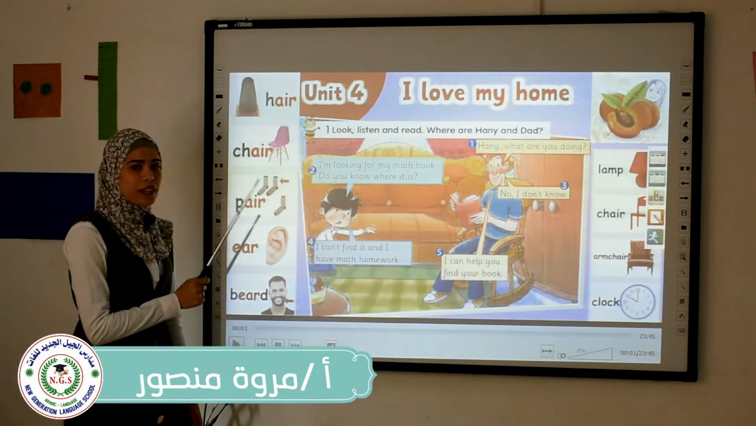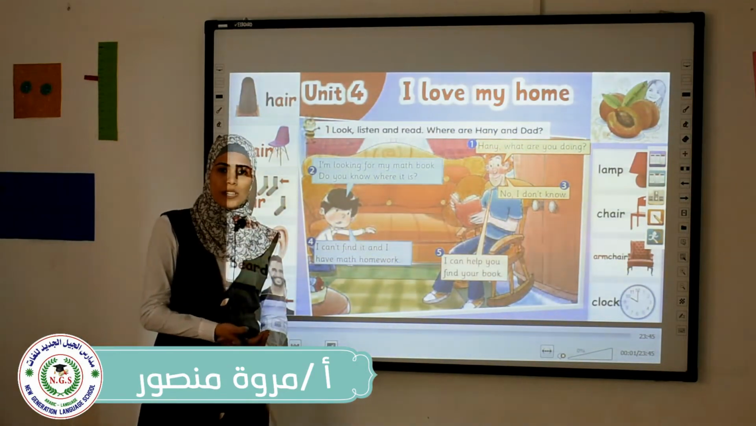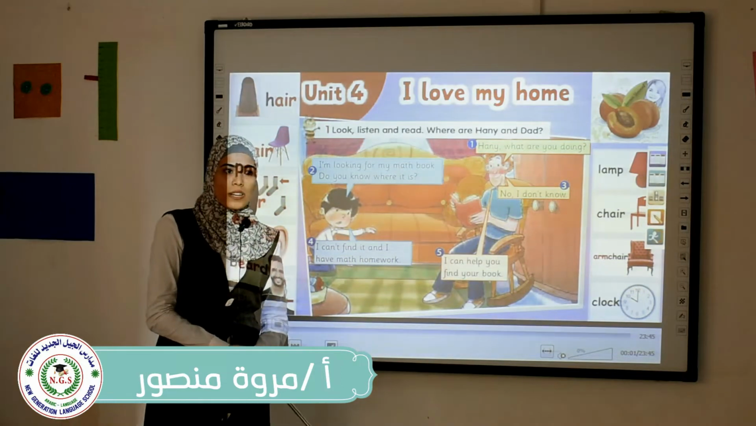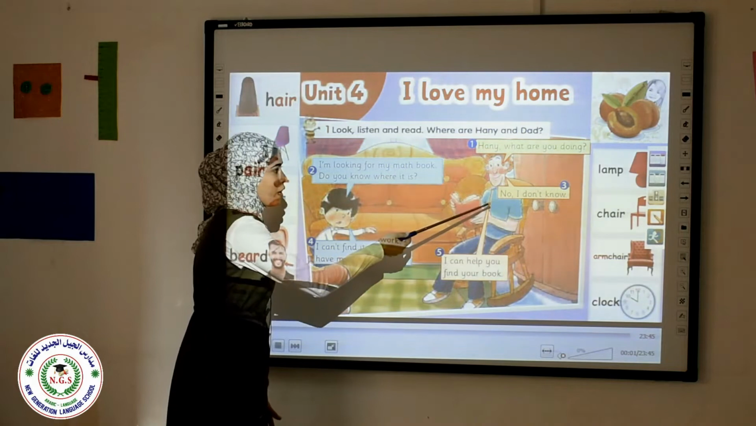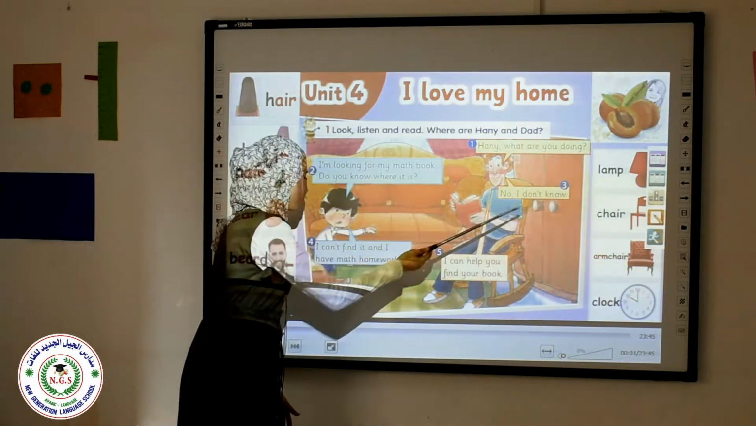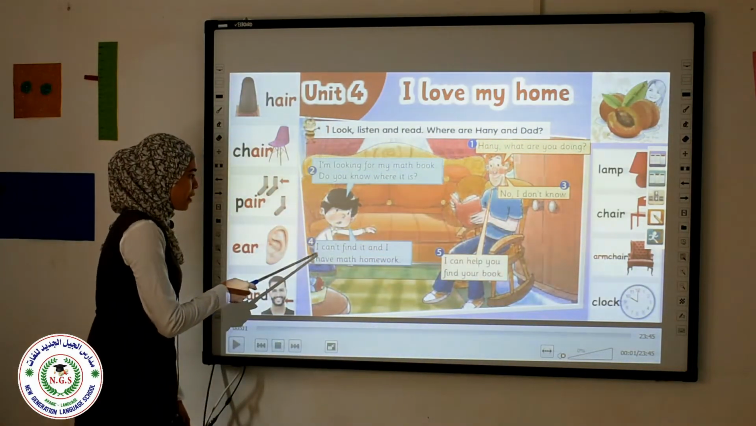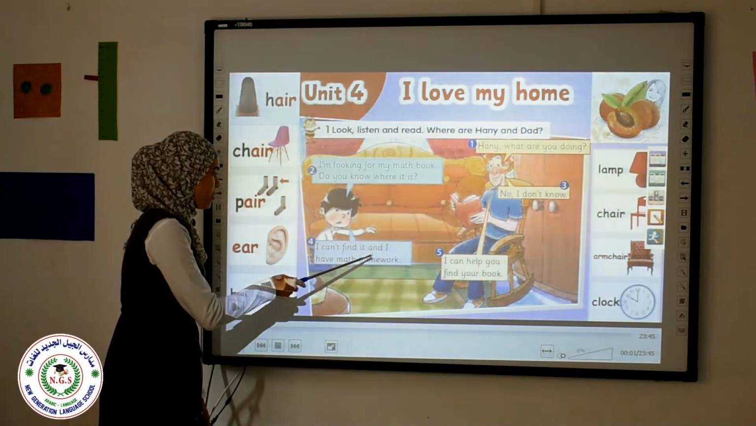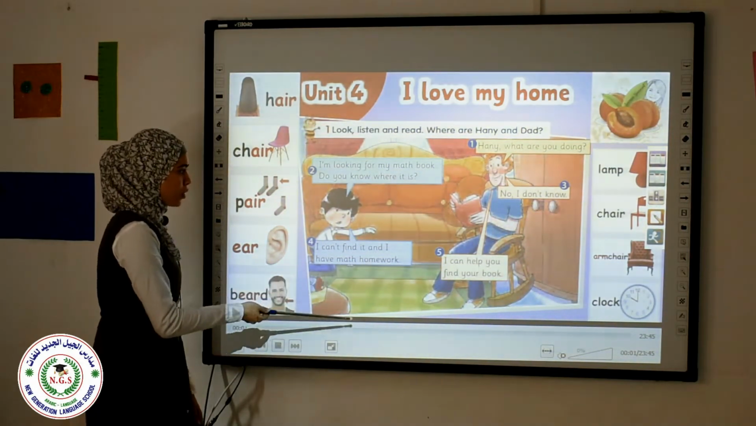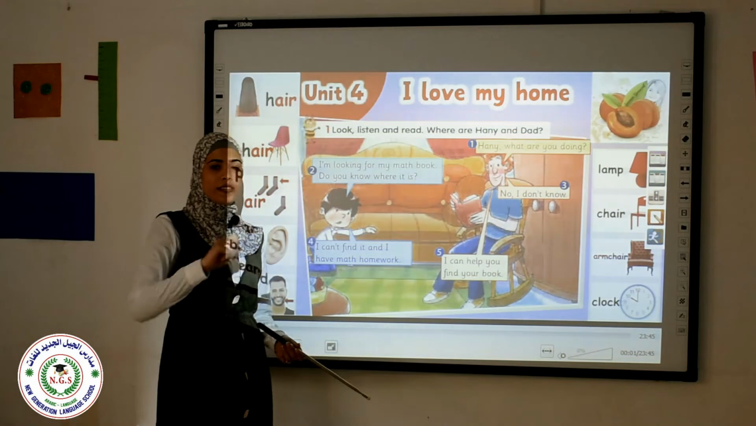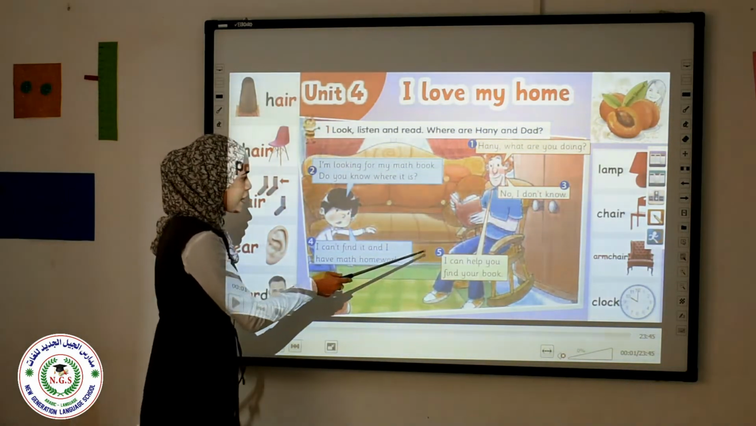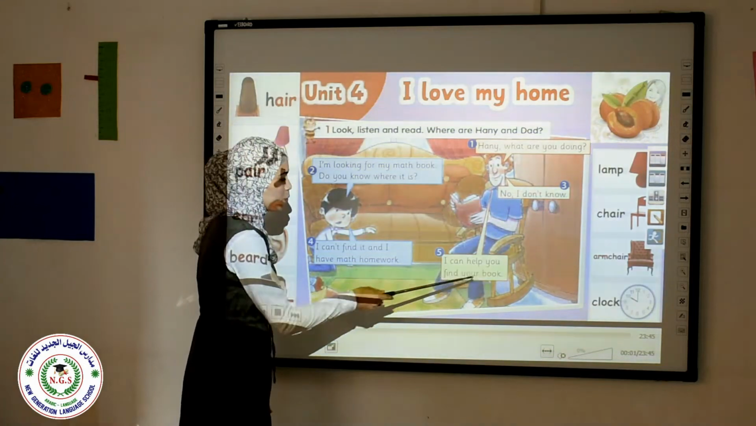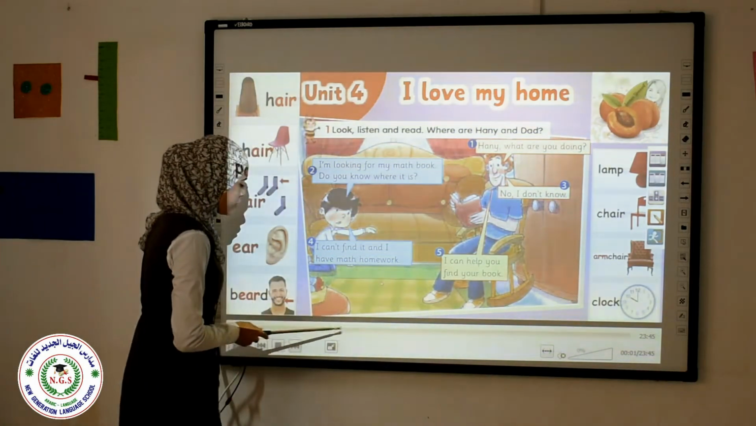So Hani here wants to find his math book and his dad wants to help him. So he replied, no, I don't know. Hani, I can't find it and I have math homework. Hani wanted to write his homework in the subject math and his dad says, I can help you find your book.